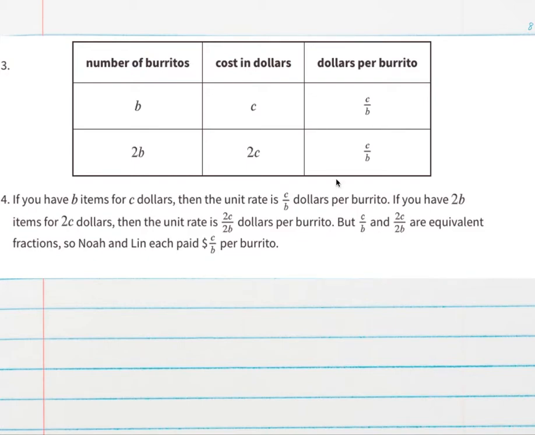Same thing here. Number of burritos, cost in dollars. Cost divided by the number of burritos. Again, 2 cost divided by 2 burritos. Any questions?